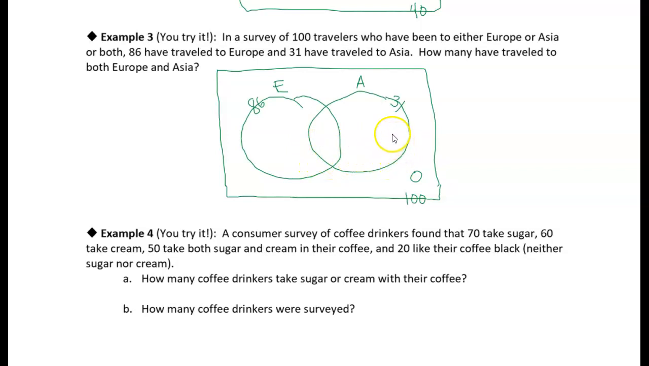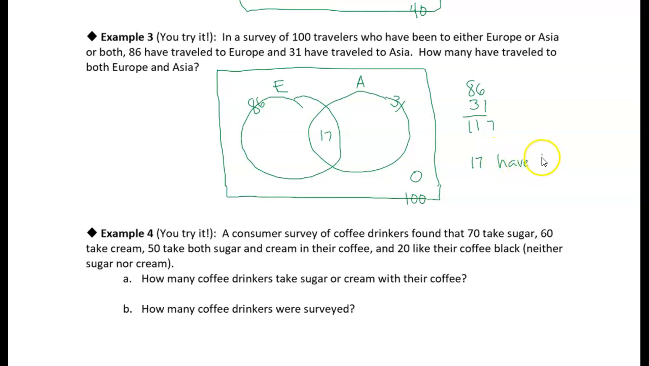So we've got 100 travelers, but notice if we add up 86 and 31, what do we get? We get 117. So 117, that's too many, right? We only have 100 people surveyed. So that means some people were double counted, and those people who were double counted are here in the middle. There are 17 people that have to be double counted. All right, and those are the people who have been to both Europe and Asia. So we're done. We can just say that 17 people have traveled to both Europe and Asia.